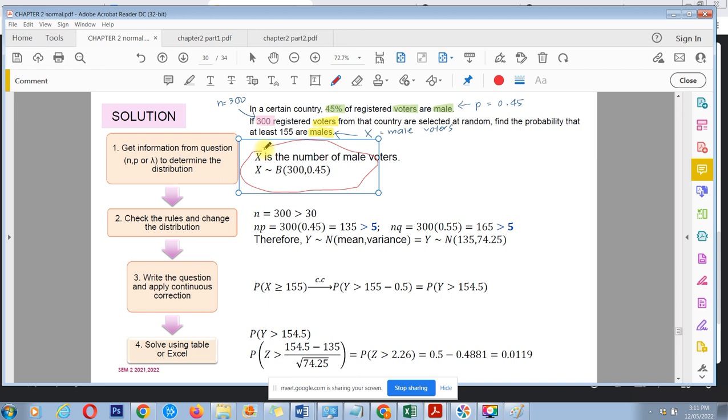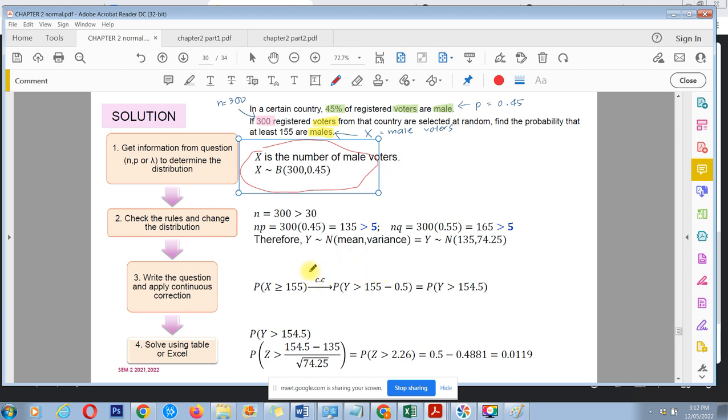And then how to shift to the normal? We want to make this distribution normal. First of all, we need to check whether we satisfy the rules, the condition that we can convert or not. So when we check this condition, 135 is greater than 5, and then 165 also greater than 5. So we just have two rules to satisfy. So this can be normal. This data can be normalized.